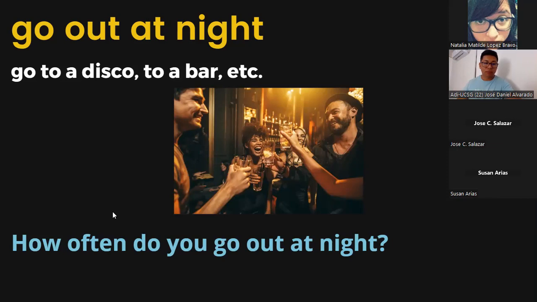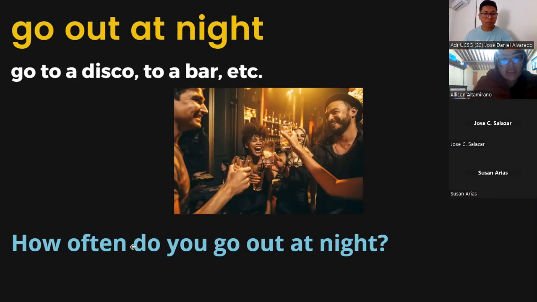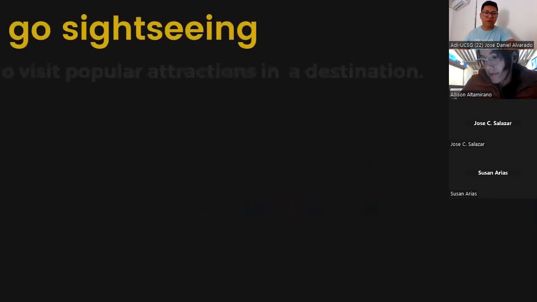Go out at night, go to a disco, to a bar. How often do you go out at night? Very good. Okay, go out at night, salir en la noche, that means that you go to a disco, you go to a bar, you go to a club. Okay, so that is easy to understand.